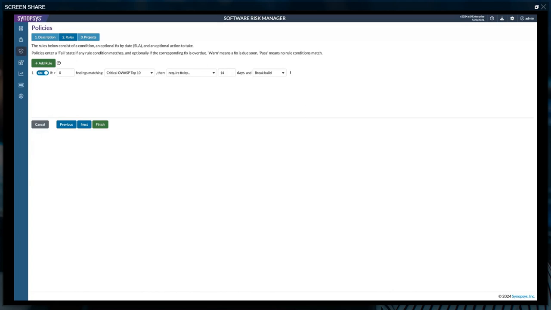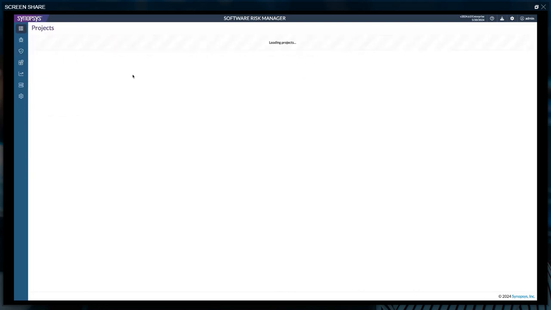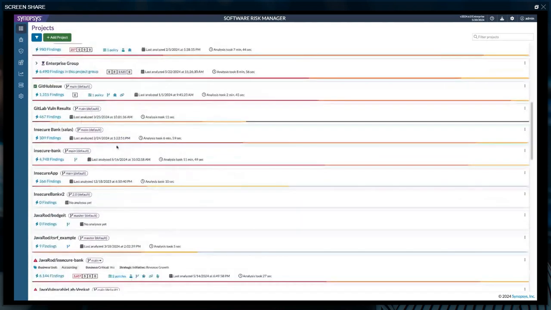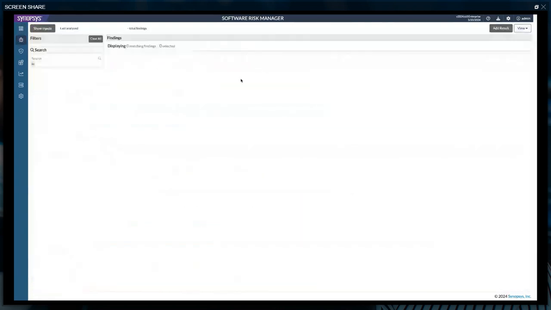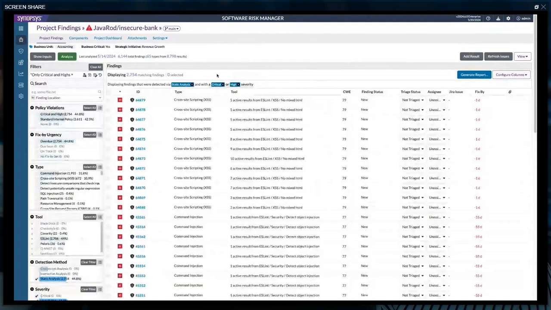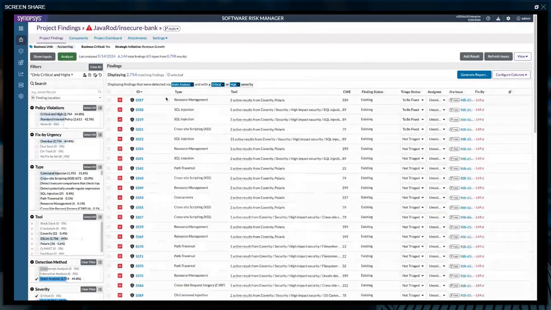Once you have that policy in place, then it becomes very simple to, let's go into a sample app here, this insecure bank application. And it's very easy to see here that we've applied our policy. We can see we're in very bad shape here. This is probably something we want to investigate, that we've got vulnerabilities here that are 149 days past due beyond their SLA. So that's probably a red flag.